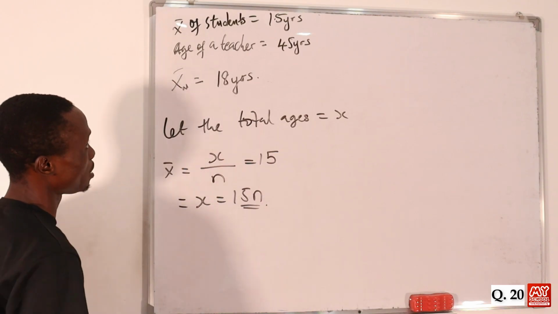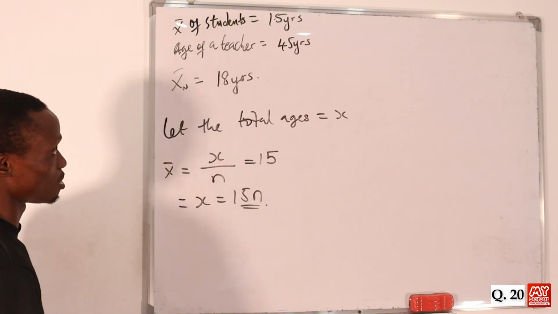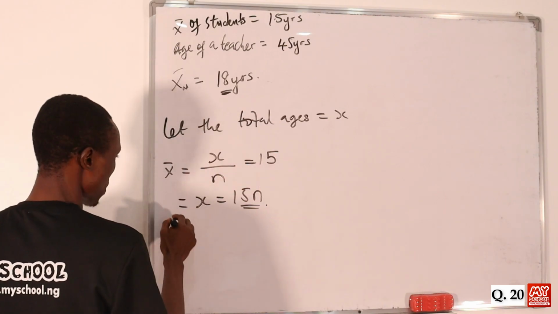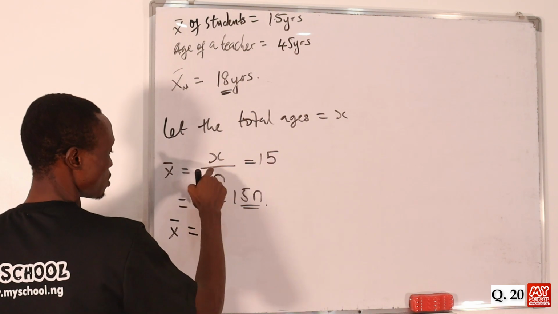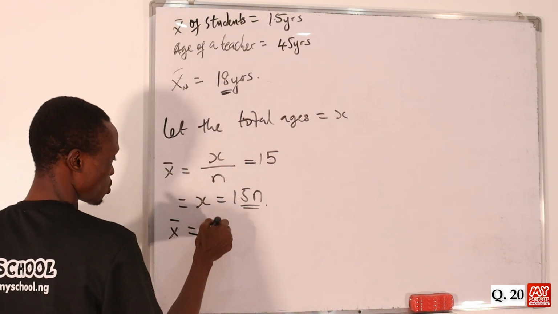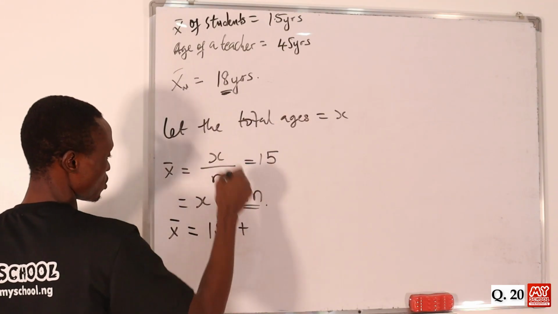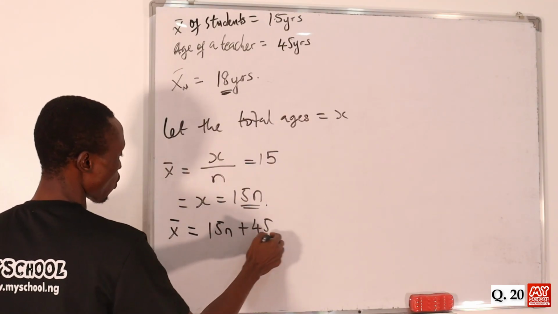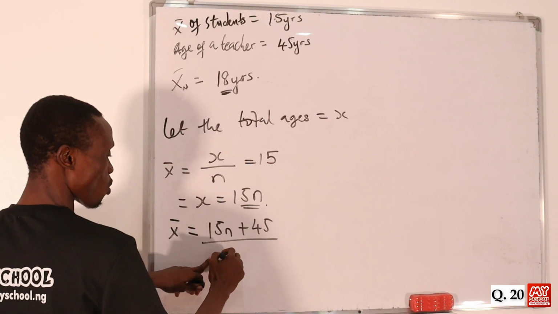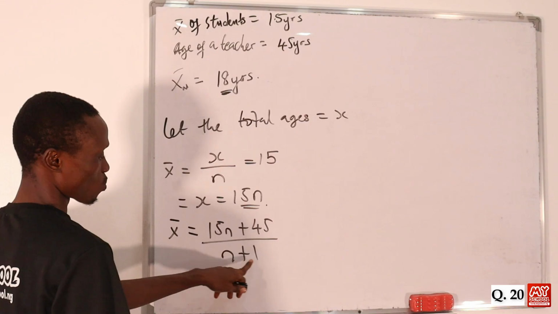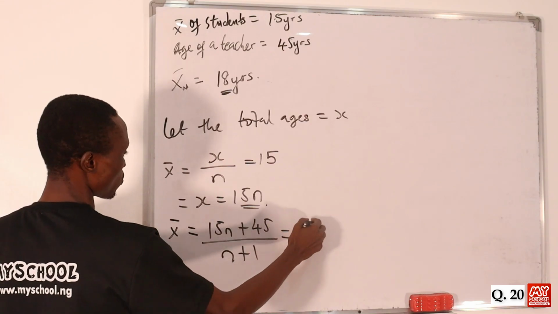Now we are told that a teacher was added, and that teacher is 45 years old, and that resulted in a new mean. So the new mean in this case will be equal to the total age of the students, which is 15n, plus the age of the teacher, which is 45, all over the number of students plus the one teacher that was added, which is 1. And this will be equal to 18.